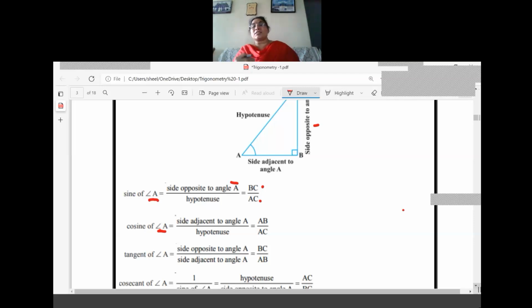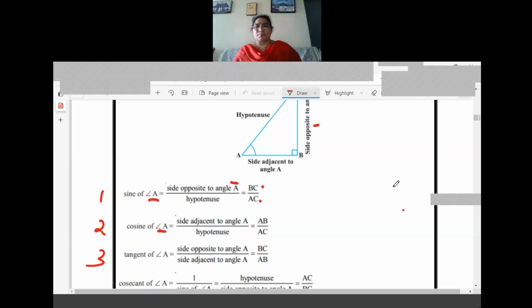Or we have to learn six ratios. If you learn the first, second, third, you can write the other ratios very easily. Understood? These three ratios are very, very important. This is the basic one. So sine of angle A means opposite side divided by hypotenuse, which is equal to BC by AC. Second one is cosine of angle A, that is adjacent side divided by hypotenuse, equal to AB by AC. Next, tangent of angle A, that is opposite side by adjacent side, so BC by AB.